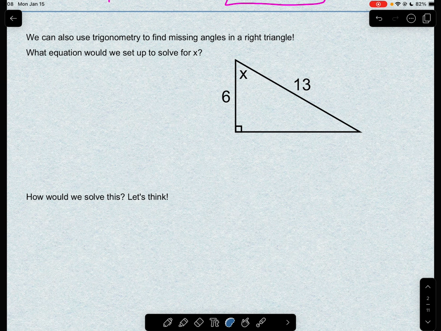So in this lesson, like I said, we're going to learn how to find missing angles in right triangles. So let's start with this problem here. It says, what equation would we set up to solve for x? Let's use the trig that we know. We see x up here. That's the angle we're going to look at. Never look at the right angle, right? We're going to look at this angle up here, and we're going to look at 6, and we're going to look at 13.